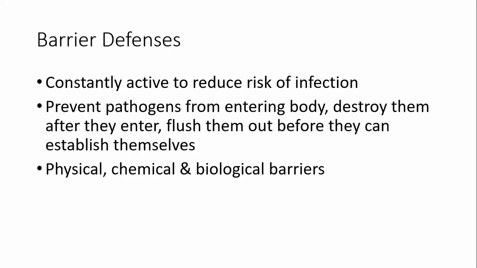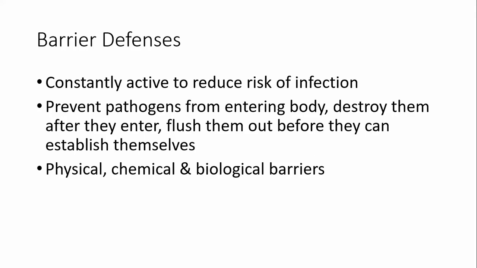So let's talk about these two divisions. The innate immune system, the first line of defense, is barrier defenses. And like I said earlier, they're constantly active and they have a couple of jobs. They can prevent pathogens from entering the body, they can destroy them right after they enter, or they can work on flushing them out before they can start establishing a population and becoming more difficult to remove.